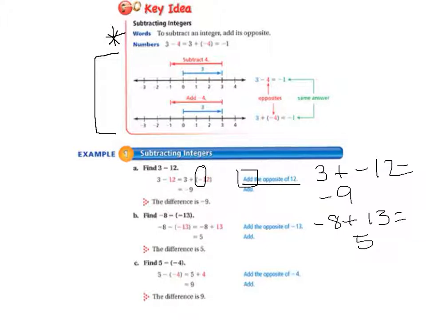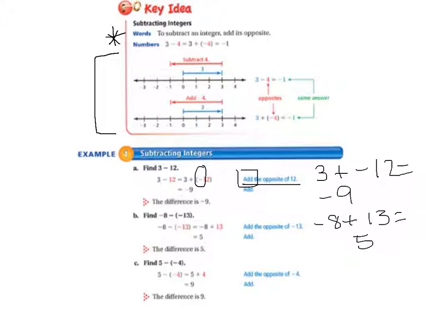So this is just like lesson 1.2 where we were adding integers. So even though this is the subtracting integers lesson, it's just like adding integers because all you do is add the opposite. So we're going to tackle letter C now.